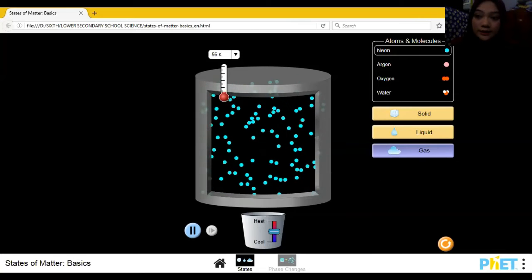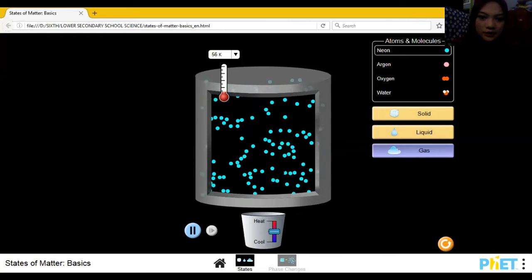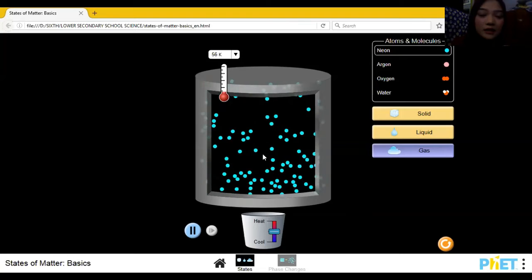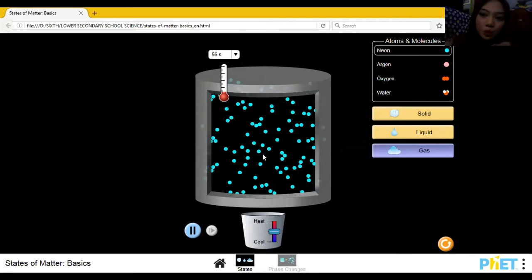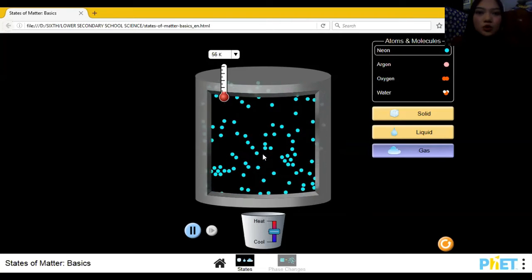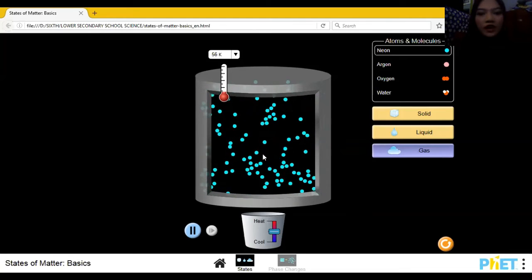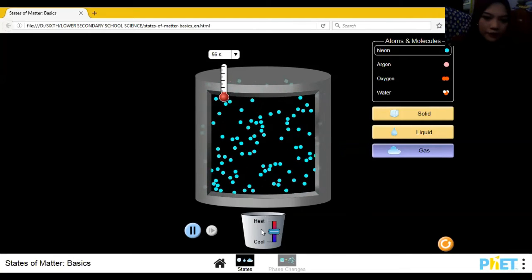While in the third state, which is gases, like this, the movement is very fast. The particles are very free to move. There, in here, there, here, in there. It's very free.